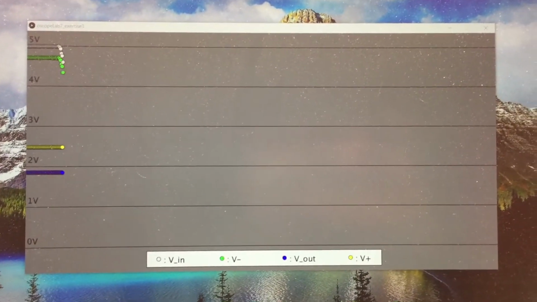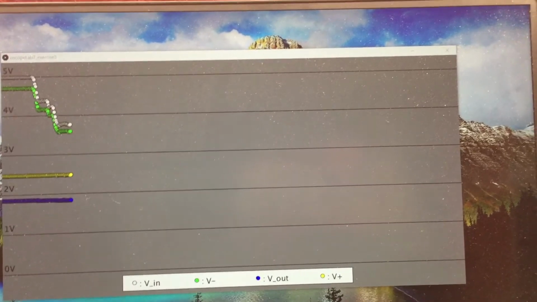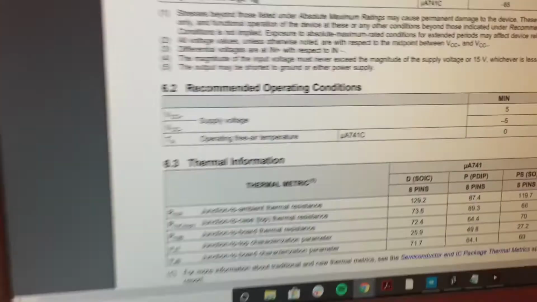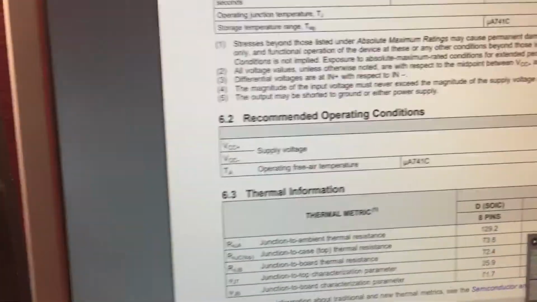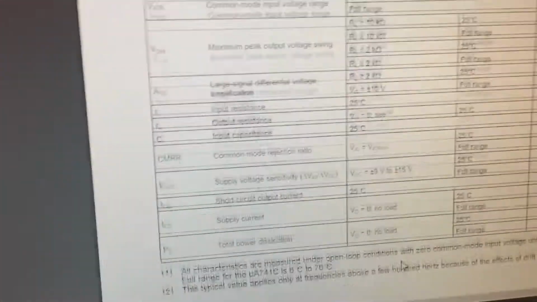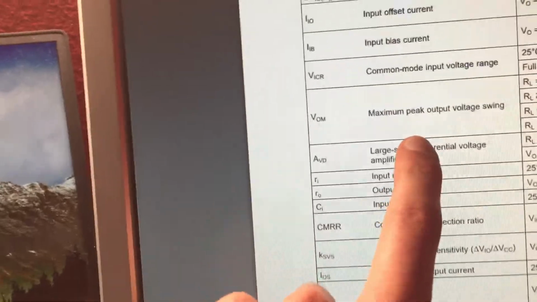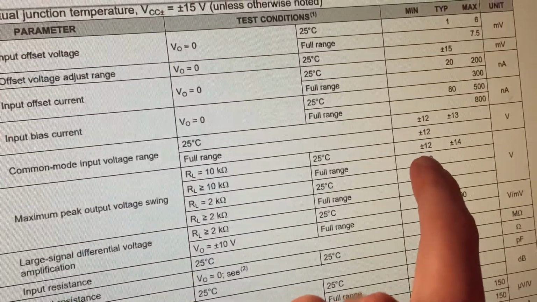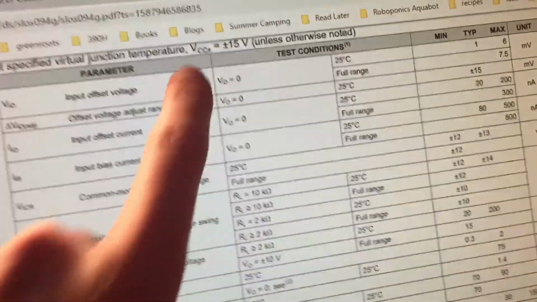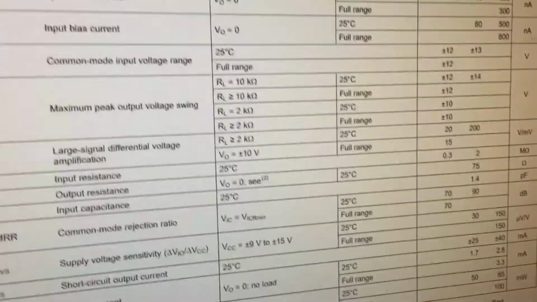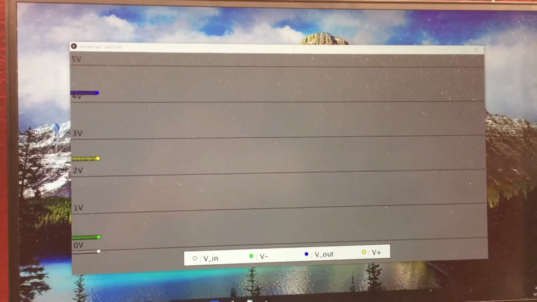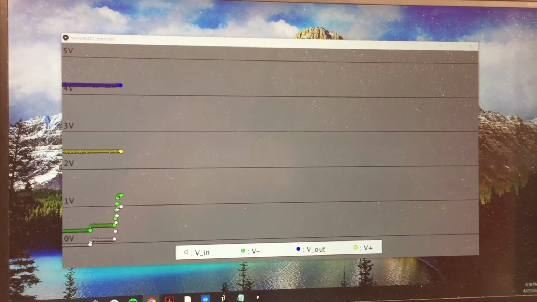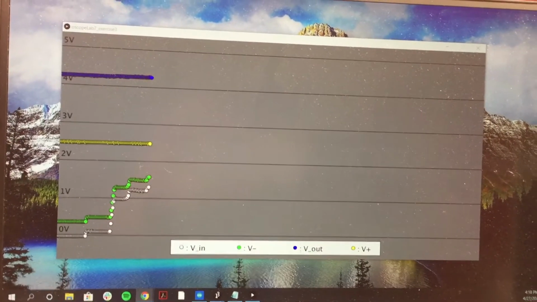The reason why it's not clipped at 0 and 5 volts like I was expecting is because, according to the datasheet, there is a maximum peak output voltage swing, which is between 12 and 14 for a 15 volt supply, so within 1 to 3 volts. You can see that while it is plateaued and the op-amp is saturated, V+ and V- shown in green and yellow are not equal.